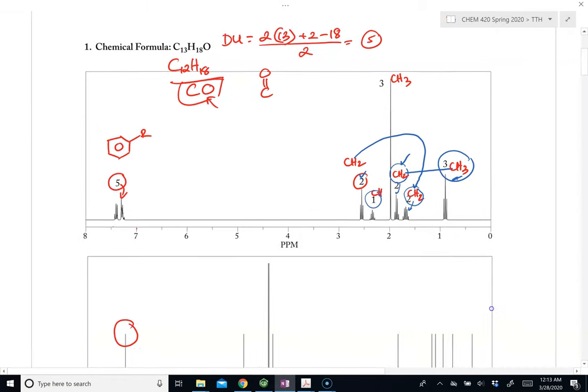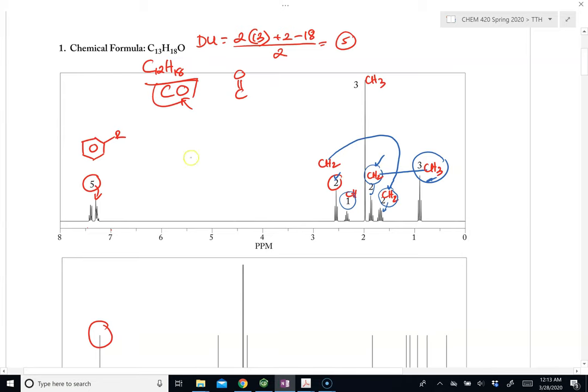Now let's connect them together based on what we know for sure. We know that we have a CH2 connecting to a CH2, and a CH2 connecting to a CH3. Now, this CH2 in here cannot be connected to another carbon with hydrogen on it. If this CH2 were connected to any other CH, it would not be a triplet anymore. So this group needs to be connected to something that does not have any hydrogen on it.